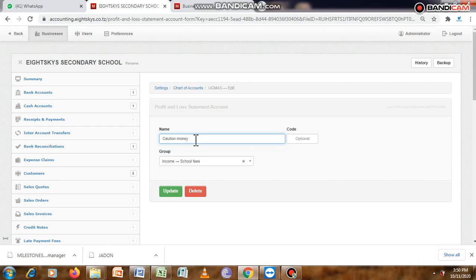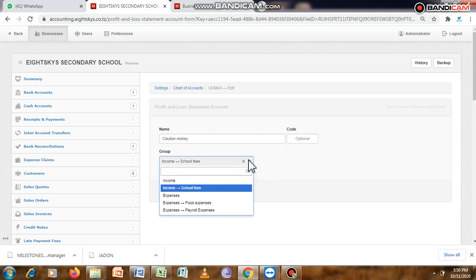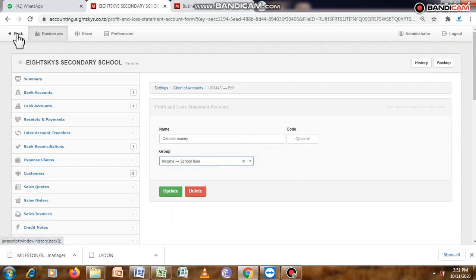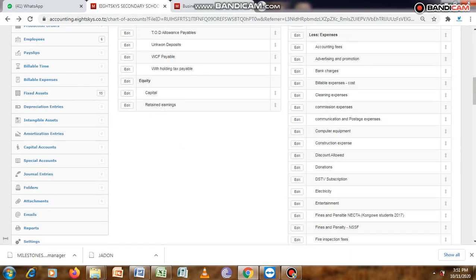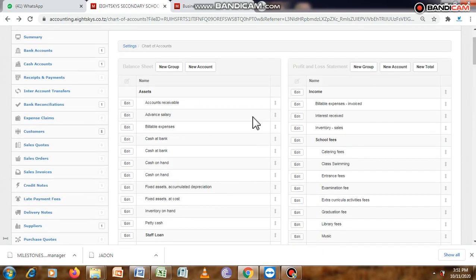But again, caution money is not income to the school. It's a liability. Most schools need students to deposit a certain amount of money, and then when they complete school, maybe in Form 4, and they haven't lost anything, for example they haven't destroyed or lost any book, it will be given back. So caution money is not under income. It won't appear under income, and actually this is not even its place. It's a liability account, so I must create that account on the liability side.